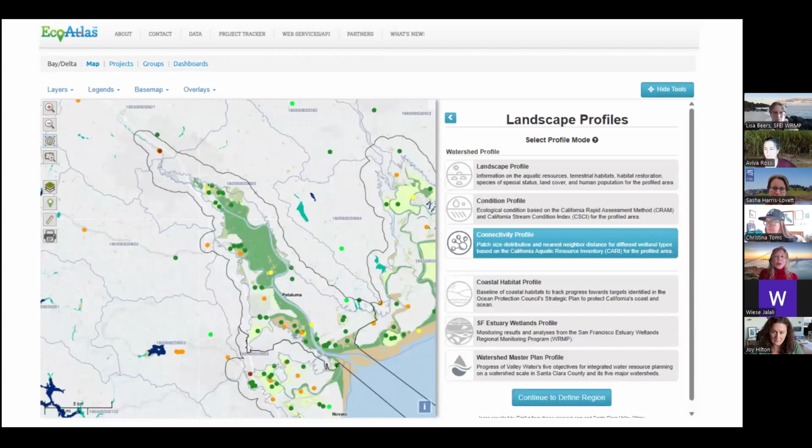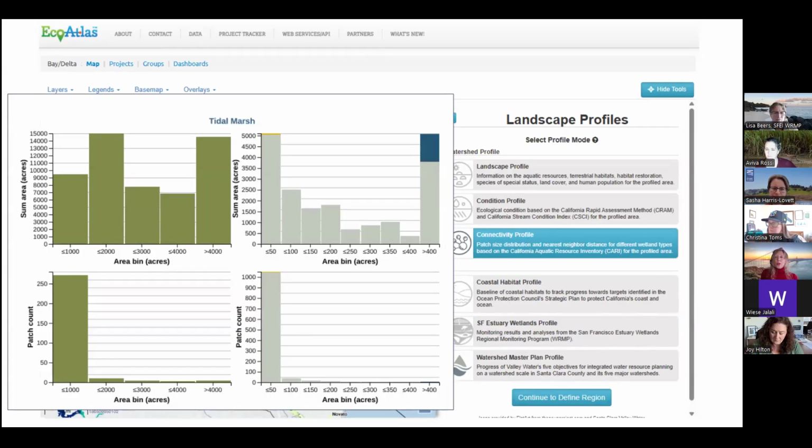And then the third profile is the connectivity profile, and this summarizes patch size distribution for different wetland types based on the California Aquatic Resource Inventory. And on the next slide, the profile will summarize these different patch sizes and are binned by habitat. So this chart shows the historical tidal marsh patch sizes on the left in that tan color, and then on the right, it has the current patch sizes shown in gray.